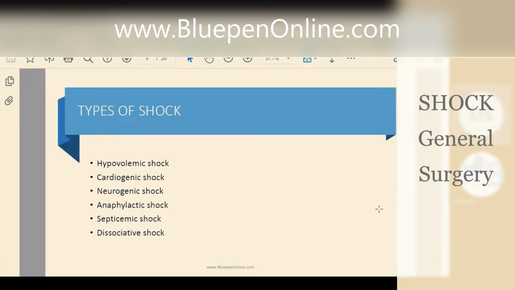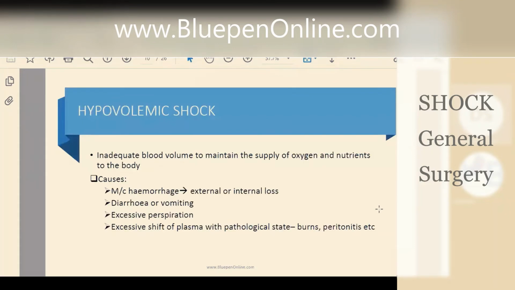So what are the different types of shock? The most common one is hypovolemic shock, second is cardiogenic shock, then neurogenic shock, anaphylactic shock, septicemic shock, and dissociative shock. But the five most common ones we will take in the next slides. So what is hypovolemic shock?